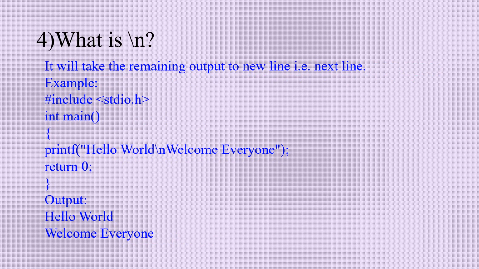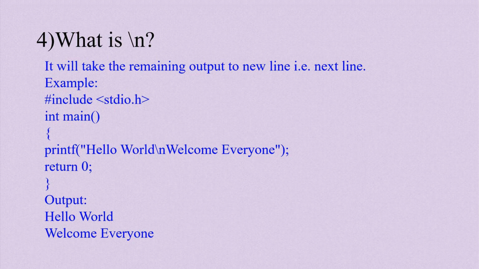Now the third escape sequence here is \n. Okay, now \n is also called the new line. Whenever you want your output to come on a new line, you can insert a \n in the statement. Similarly, we have done this in the printf statement: printf hello world, then \n, and welcome everyone.